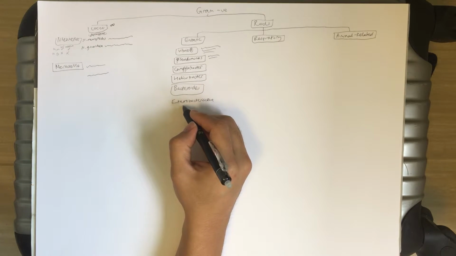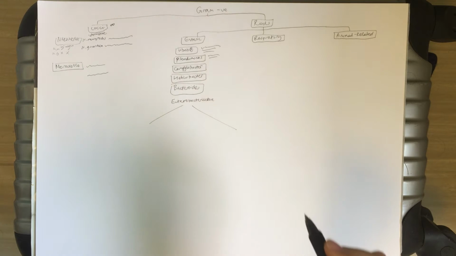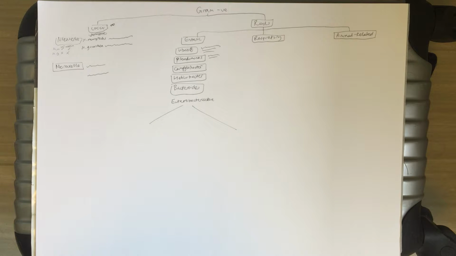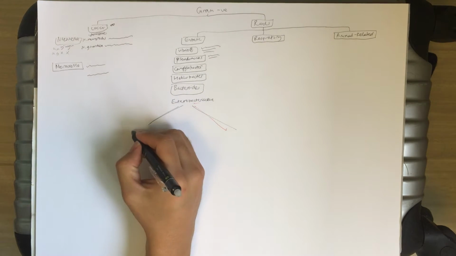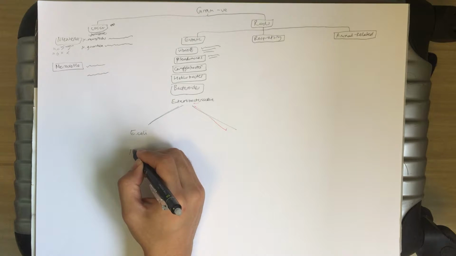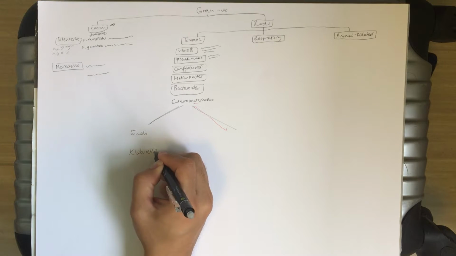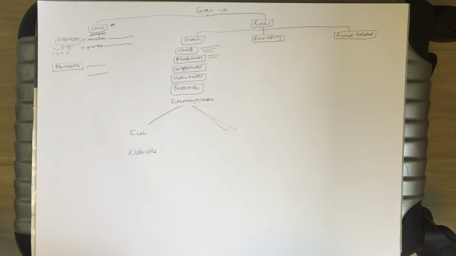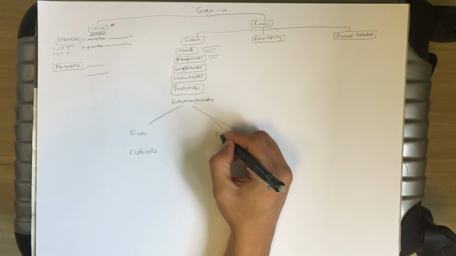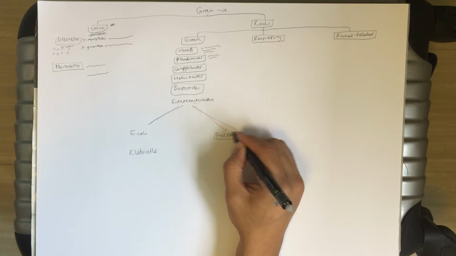Enterobacteriaceae. Okay, so Enterobacteriaceae, you can either have something that are lactose fermenting and non-lactose fermenting. So lactose positive, lactose negative. So positive, what do you have? E. coli, Klebsiella, and negative, Proteus. I'll put them in a box.